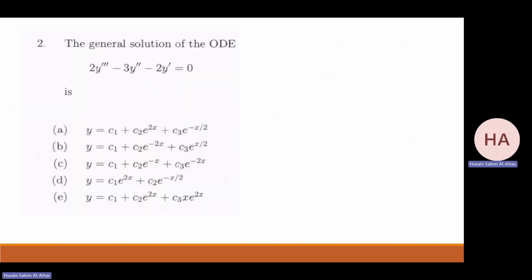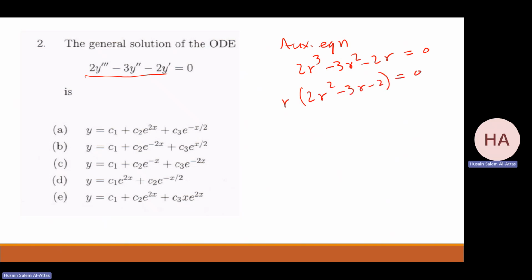The general solution of this differential equation is, so I need to solve the auxiliary equation, which is 2r cubed minus 2r squared minus 2r equals 0. I can take r as a common factor. I have r times 2r squared minus 3r minus 2 equals 0. Now I need to factor this. I have 2r and r. I need minus 3, so I have minus 2 plus 1. So I have 2r plus 1 and r minus 2. Perfect. So the roots are 0, minus a half, 2.